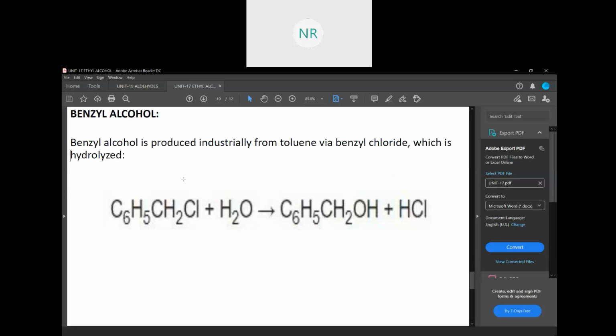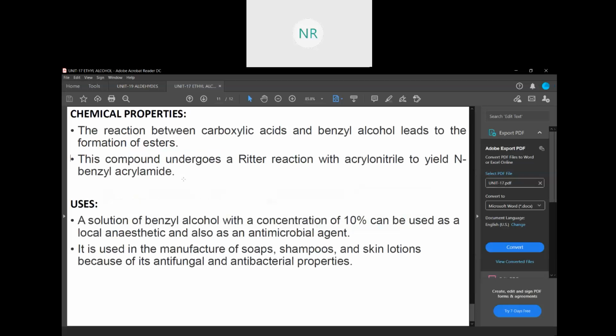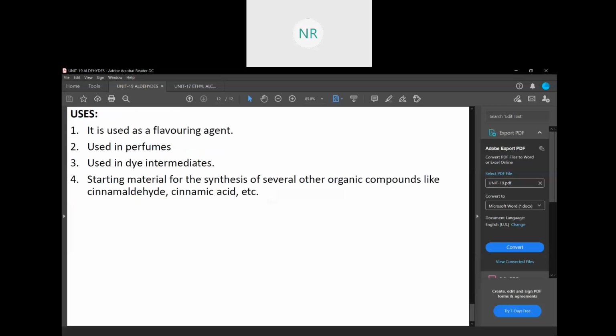So benzyl alcohol. Benzene means C6H5, that is your benzene thing. So benzyl alcohol is C6H5CH2OH. So this is how benzyl alcohol is prepared. So those are the chemical properties and uses of benzyl alcohol. Next, going back to aldehydes.